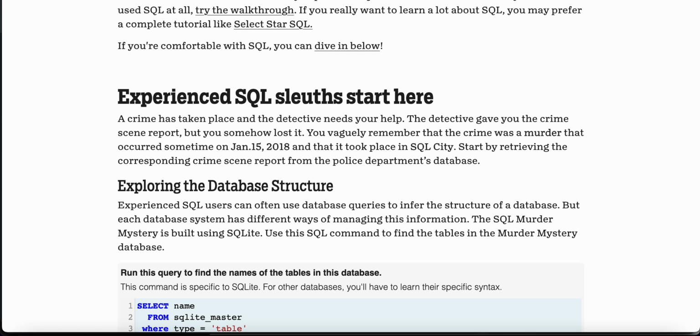So the question says, a crime has taken place and the detective needs your help. The detective gave you the crime scene report, but you somehow lost it. You vaguely remember that the crime was a murder that occurred sometime on January 15, 2018, and that it took place in SQL City. Start by retrieving the corresponding crime scene report from the police department database. That's all you have. All you have is a date and a city that it happened, nothing else.